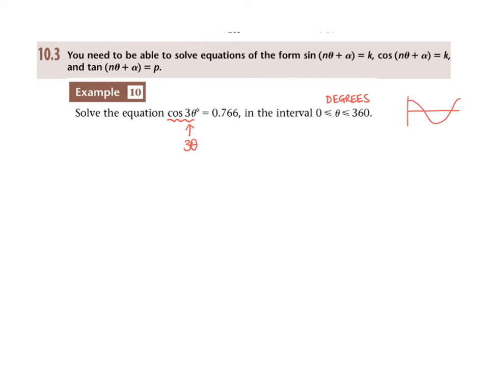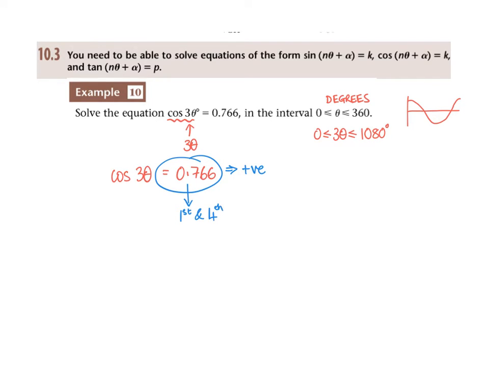So we can't just go from 360. The 3 theta means that our quadrant system, we're actually going to have to go round 3 times, and we'll have to actually go to 1080 degrees and find it out that way. So if we look at the ratio, so cos of 3 theta in degrees is 0.766. Same routine as before, we look at the ratio. The ratio is positive, so that tells me it must be in the first and fourth quadrants.